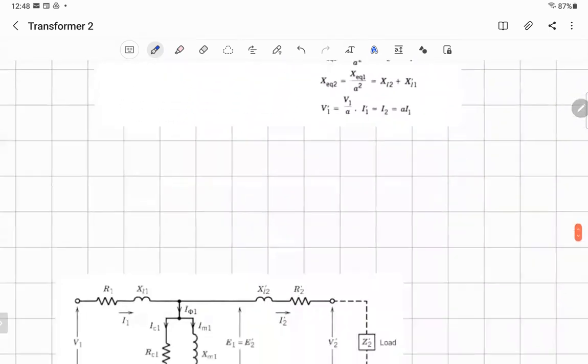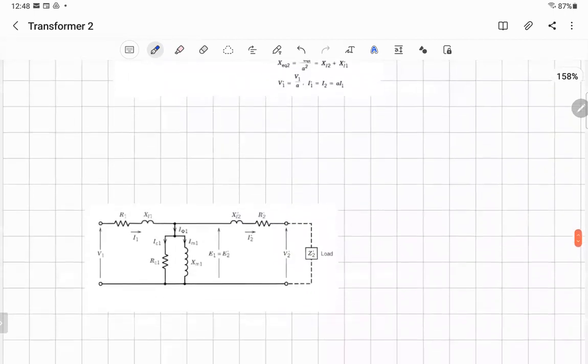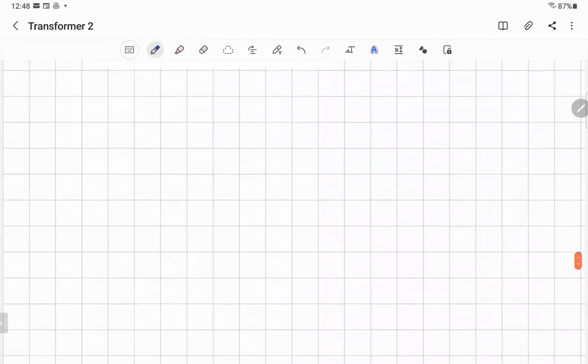Saying that, now let's go to the tests. How you make the no load test and the short circuit test. That's exactly what you're going to do in the lab. Let's say in the open circuit test, we have to test. Open circuit test, I'll make it OC.